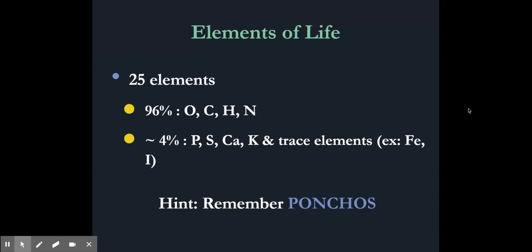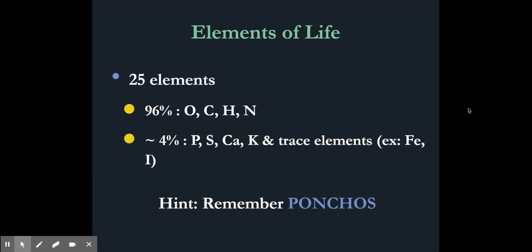Elements of life: again, you may recall from standard biology, there are 25 major and minor elements of life. About 96% of all living forms are going to be made up of just four elements, however: oxygen, carbon, hydrogen, and nitrogen. Less than 4% is going to be made up of phosphorus, sulfur, calcium, potassium, and other trace elements such as iron and iodine.